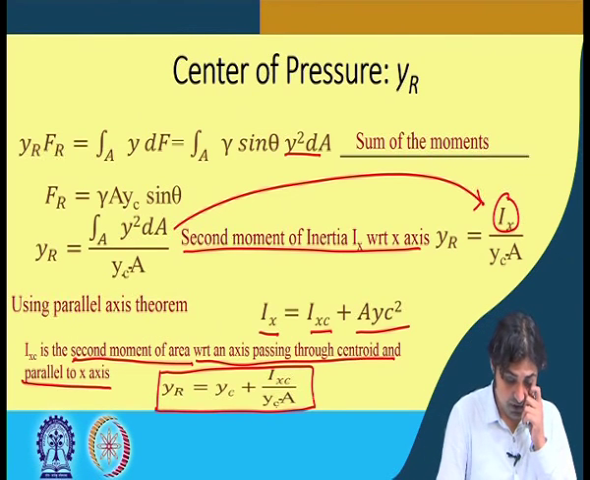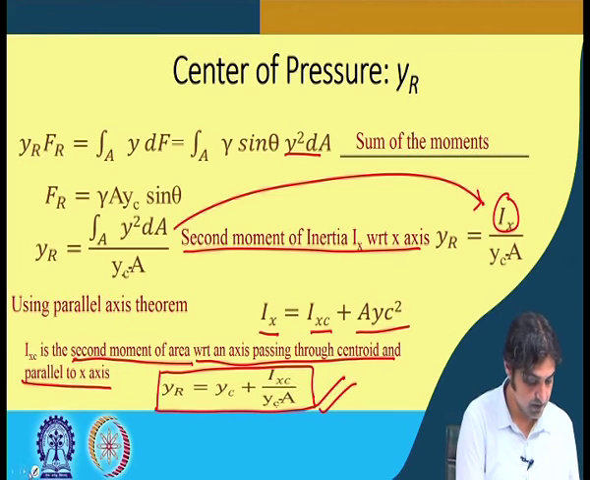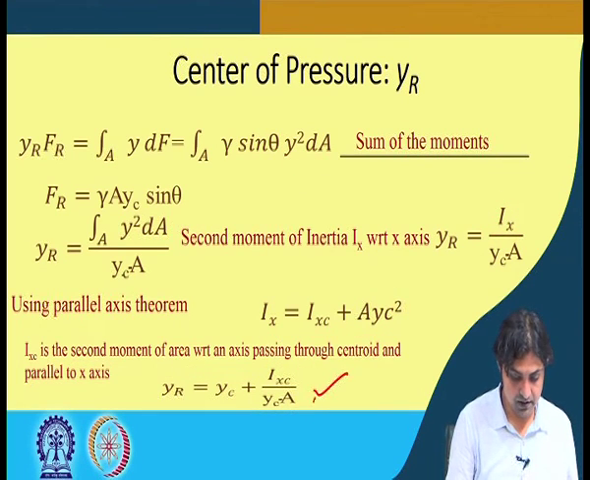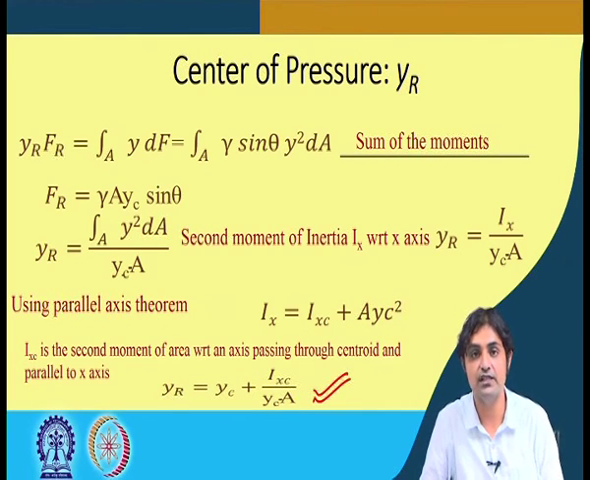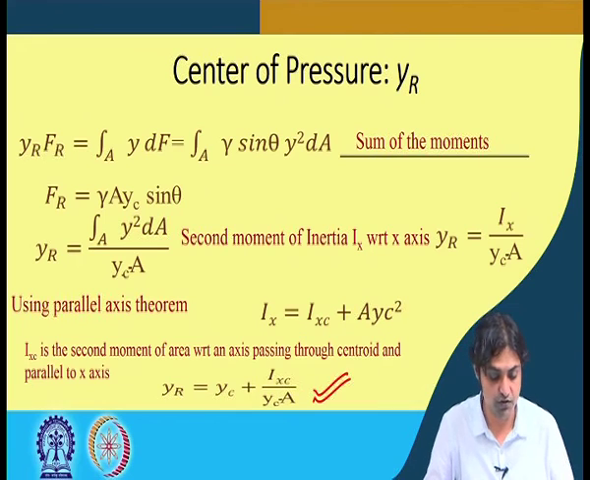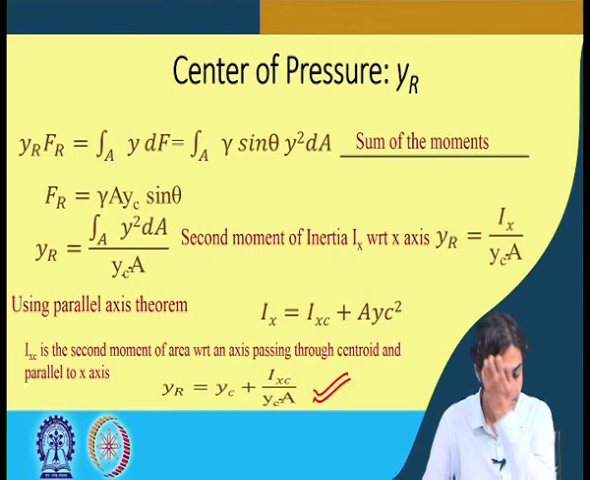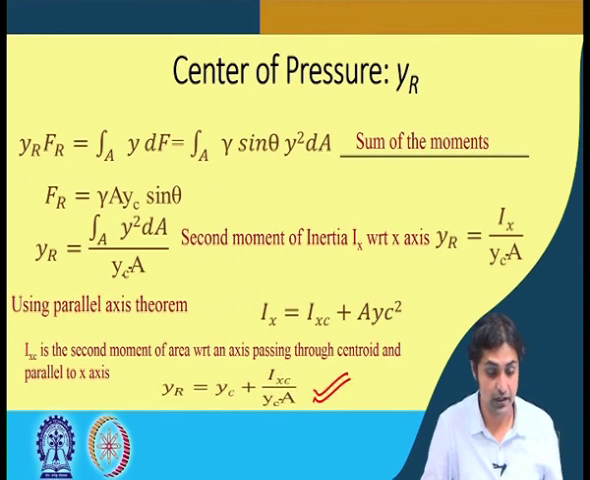So this is the important equation again. YR is yc plus Ixc divided by yc into A. If you remember this equation, you will always be able to find out the center of pressure coordinate YR.